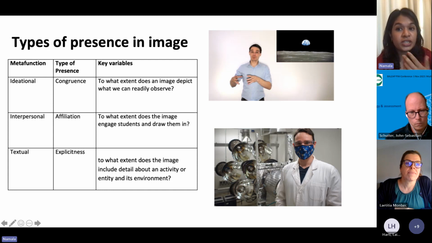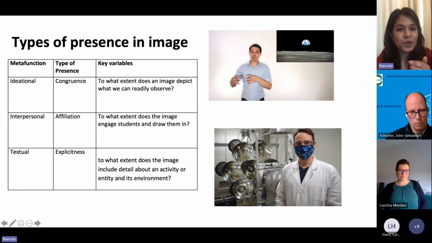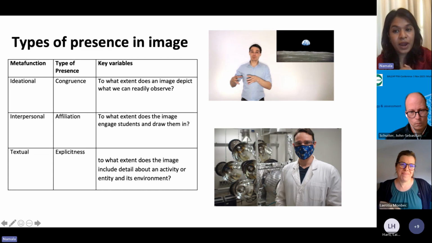The first image is, of course, much more relatable to us. It's the view of the Earth from the moon. It gives us an idea that he's talking about something in relation to space. And the second image, incredibly inaccessible, super dense and technical. All we know is that it's in the field of science. He's wearing a lab coat. He's trying to make it more engaging by smiling and wearing a fun mask.